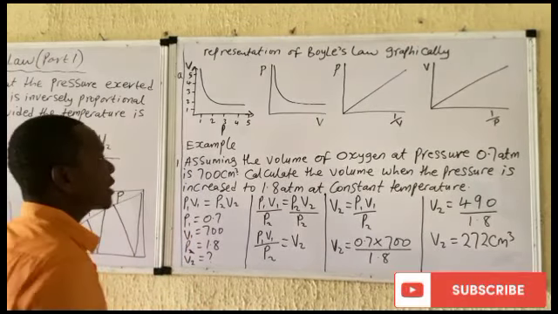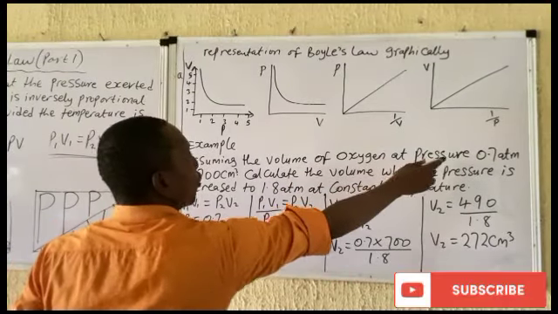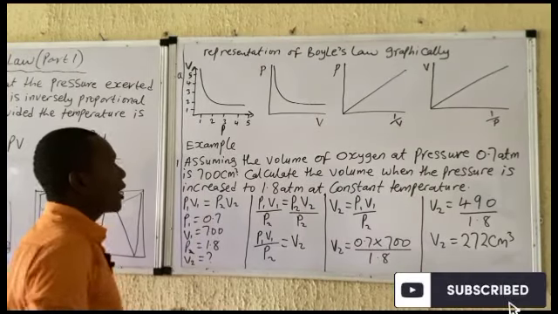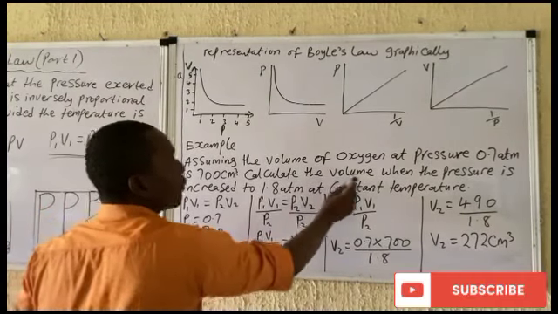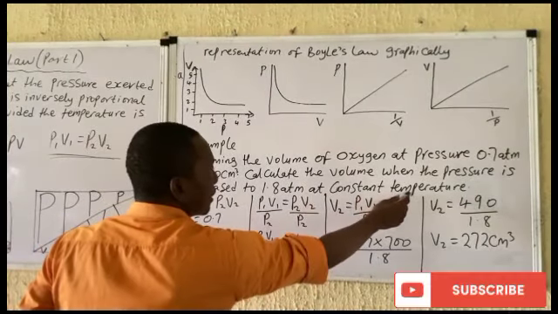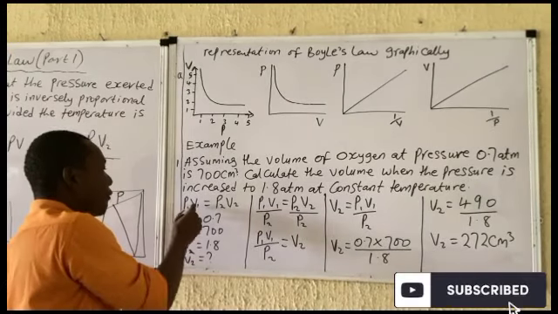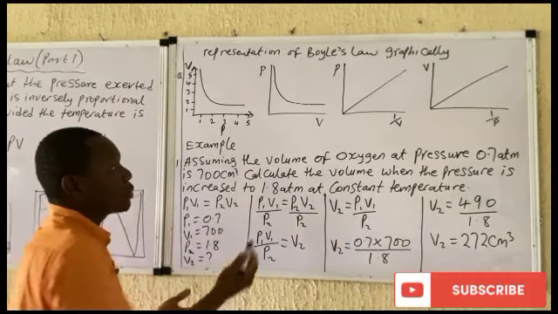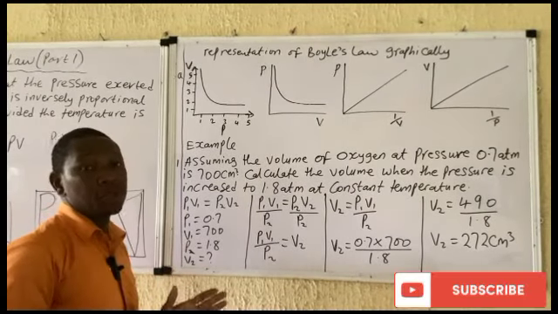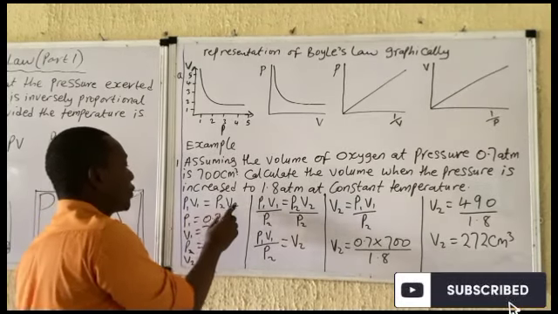All right, let's take a question. Let's take a calculation question on this. Assuming the volume of a given mass of oxygen at a pressure of 0.7 atmosphere is 700 centimeter cube. Calculate the volume when the pressure is increased to 1.8 atmosphere at constant temperature. Now remember our formula: P1 V1 equals P2 V2. Remember, we are given 2 pressures and 2 volumes, and temperature is constant. So you use your formula P1 V1 equals P2 V2.